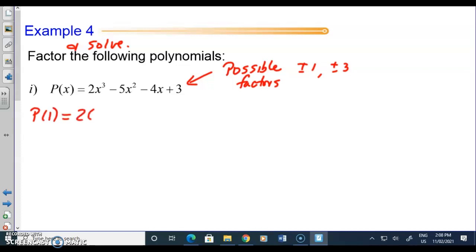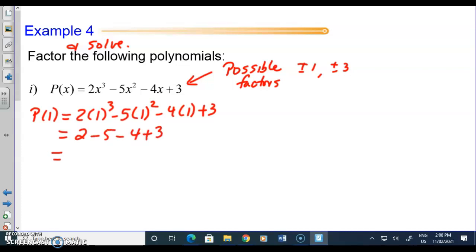So we're going to substitute 1 in. And when I substitute 1 in, I can see that this is not going to work, because you're going to get 2 minus 5 minus 4 plus 3. So 2 minus 5 would be negative 3. Minus 4 is negative 7. So right away we can see that we don't get 0. So this is no good. Then we're going to try negative 1, because it's plus or minus that we can check.